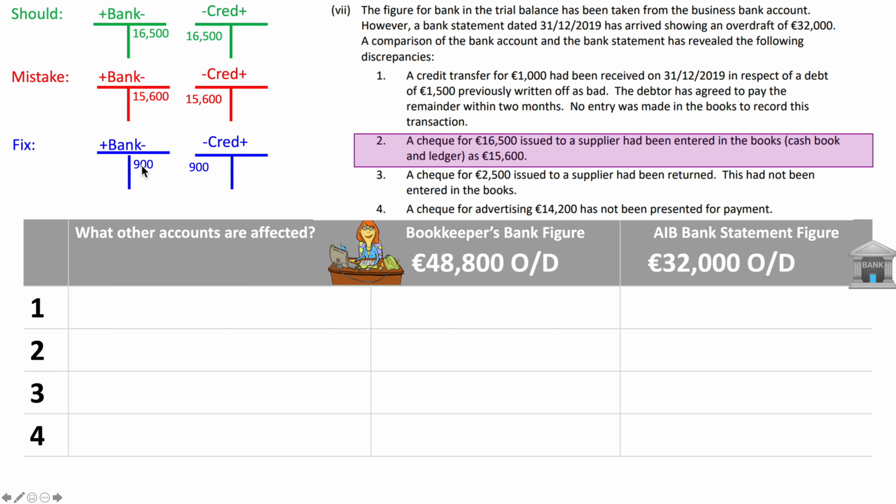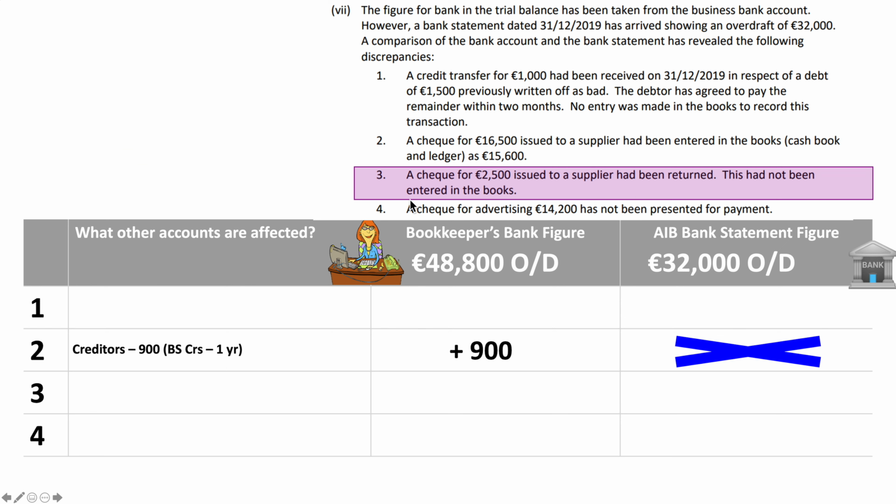And to fix it, we'll credit the bank 900 and we'll debit the creditor 900. So nothing is going to impact the AIB there, but the bank overdraft figure will increase by 900 because it's 900 more coming out of the bank. And then the creditor, we will minus 900 from the creditor.